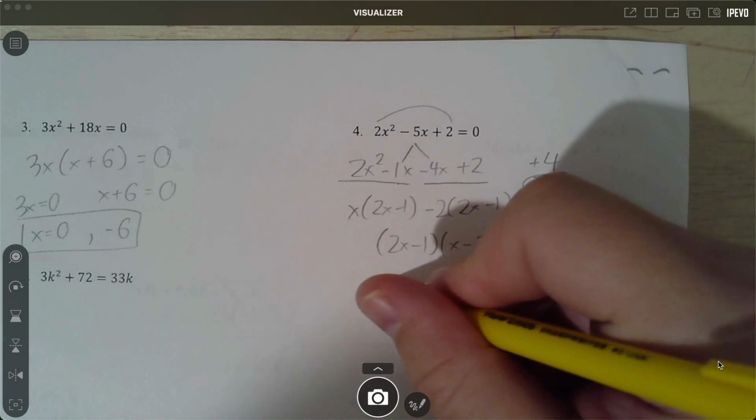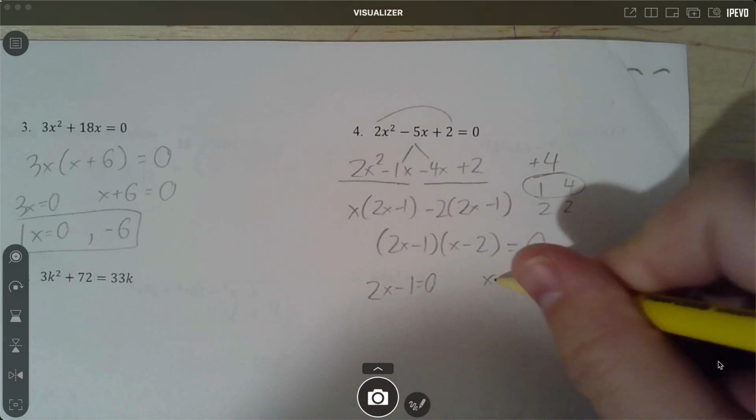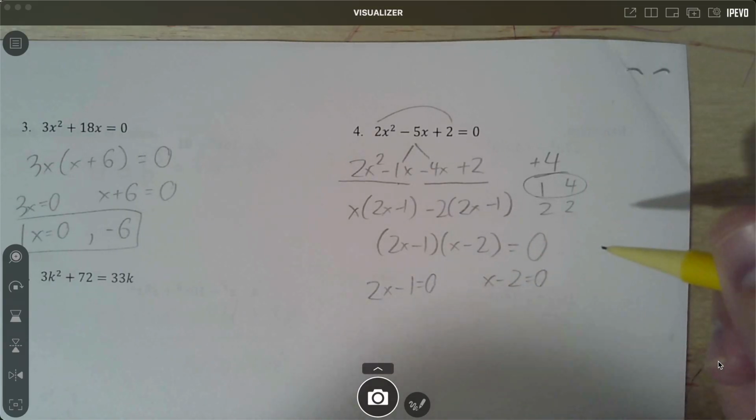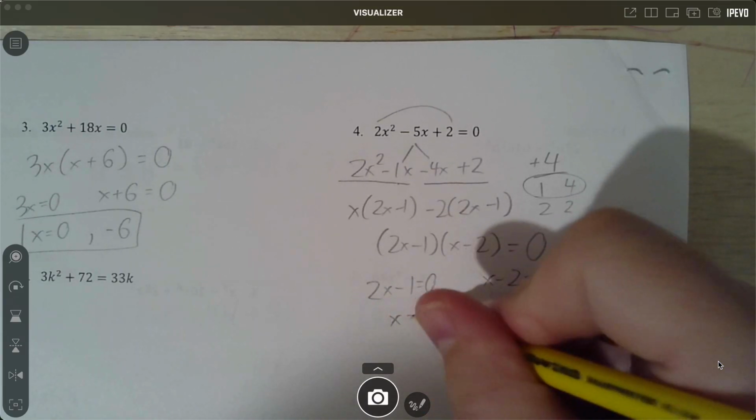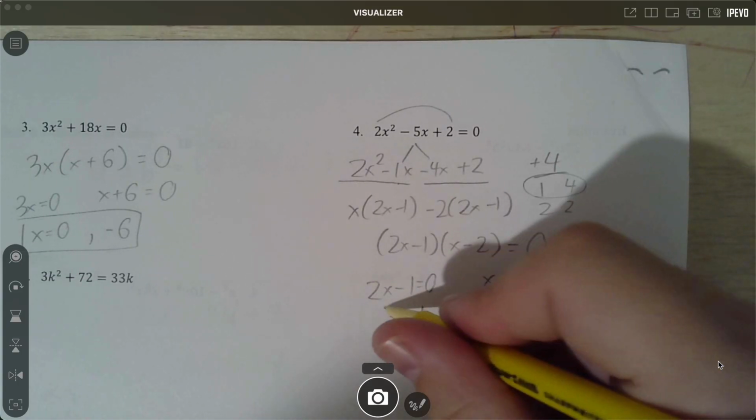But what makes each of these 0? Well, literally, you just write that down. What does make this 0? What makes this 0? And you solve, solve, solve. You get x equals 1/2. You get x equals 2.